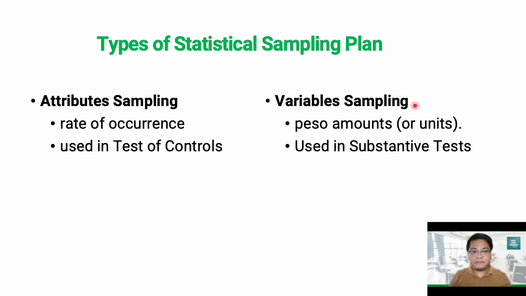So in variable sampling, we test for the peso amounts or units. So we use this in substantive testing. So in this case, the monetary amount is already significant or important. Okay. So unlike in attribute sampling where we are more concerned in the application or non-application of an element of control.